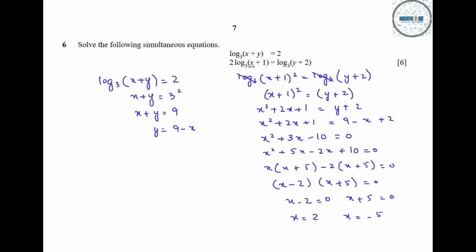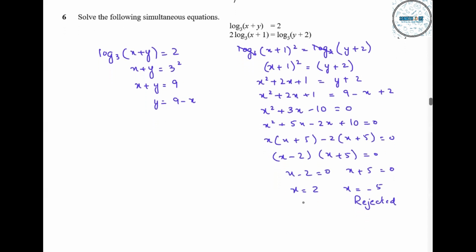If we substitute 2 here, this log will become log base 3 of 3. But if we substitute minus 5, then minus 5 plus 1 will become minus 4. So we cannot have a negative sign here. So this value is to be rejected. Now we'll substitute this value of x in this equation to find out the value of y. 9 minus 2, which is 7.